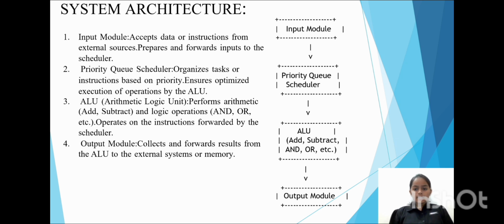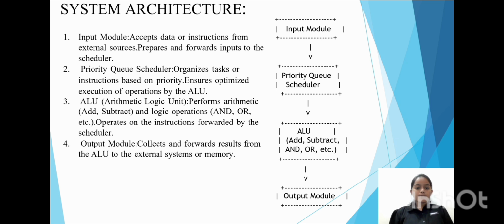So guys, next let us discuss the system architecture. The input module, priority queue scheduler, ALU with add, subtract, and, or etc. operations, and output module. So what is the input module? Input module accepts data and instructions from external sources, prepares and forwards input to the scheduler. Priority queue scheduler organizes tasks or instructions based on priority, ensures optimized execution of operations by the ALU.